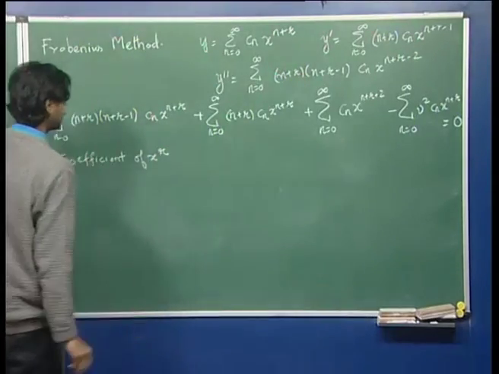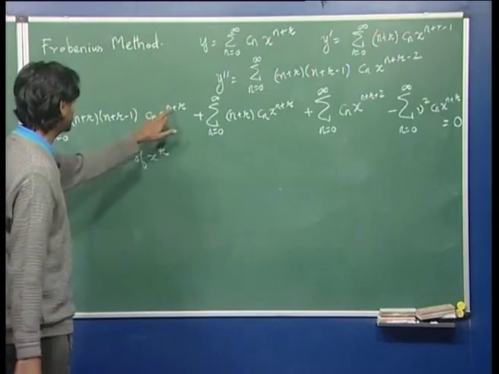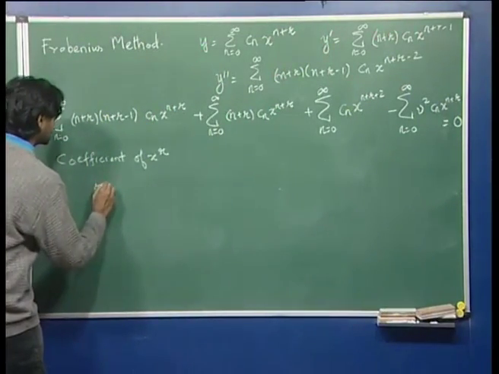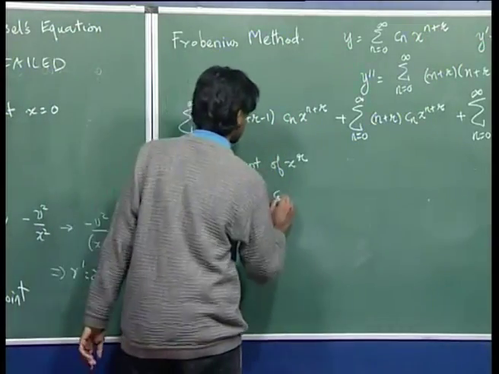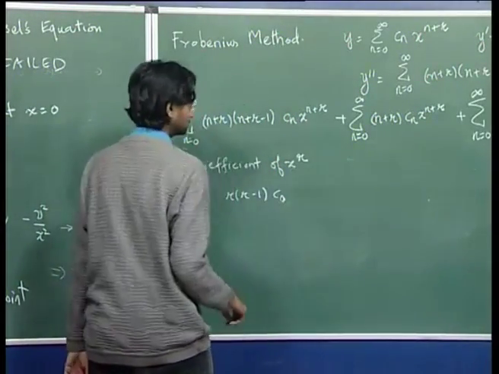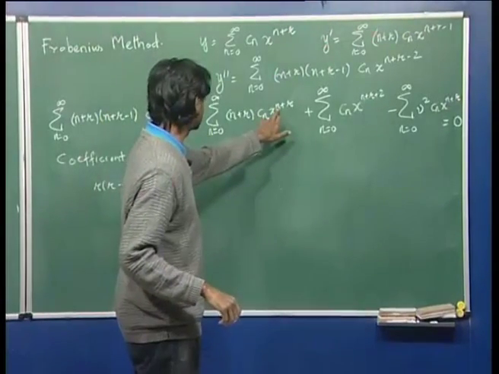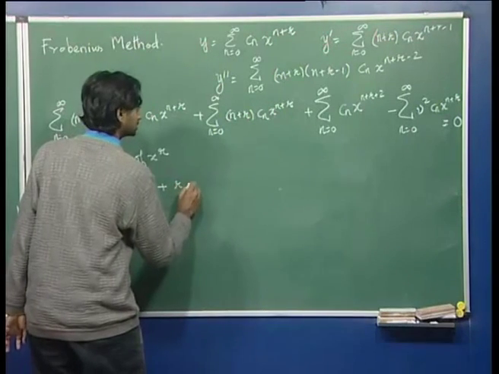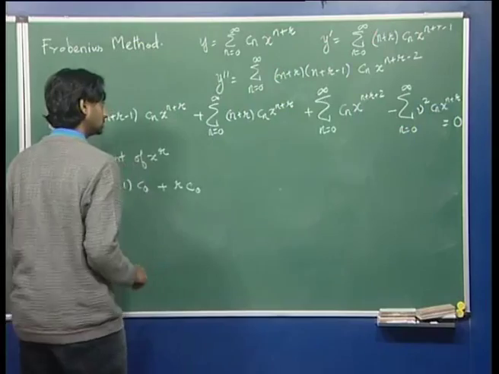X raised to r. Okay. So, if you want x raised to r in this expression, n has to be equal to 0. So, if n equal to 0, this is r minus 1, and n equal to 0. So, C 0. In this case, what you will get is n equal to 0 again. So, you will get plus r C 0.